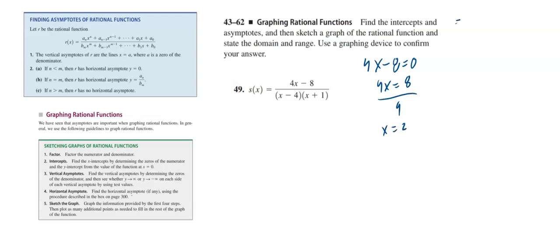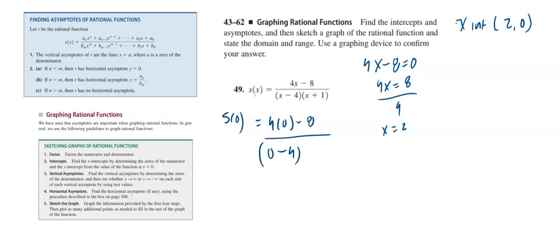So I'll keep a little record going up here. X-intercepts, and there's only one because it's a linear function. All right, what about the y-intercept? Well, the y-intercept is to set x to 0. So s of 0 equals 4 times 0 minus 8, divided by (0 minus 4)(0 plus 1).